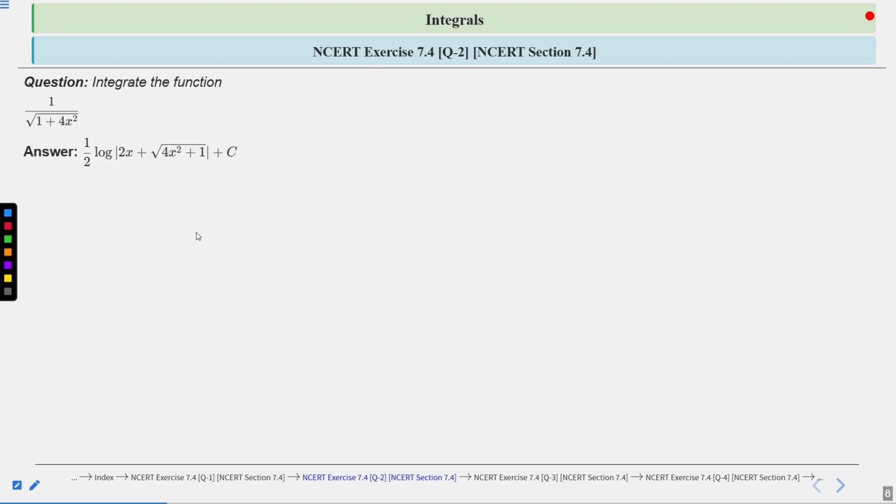The correct answer is basically 1 by 2 log mod 2x plus root over 4x square plus 1 plus c. Let's see the solution part.